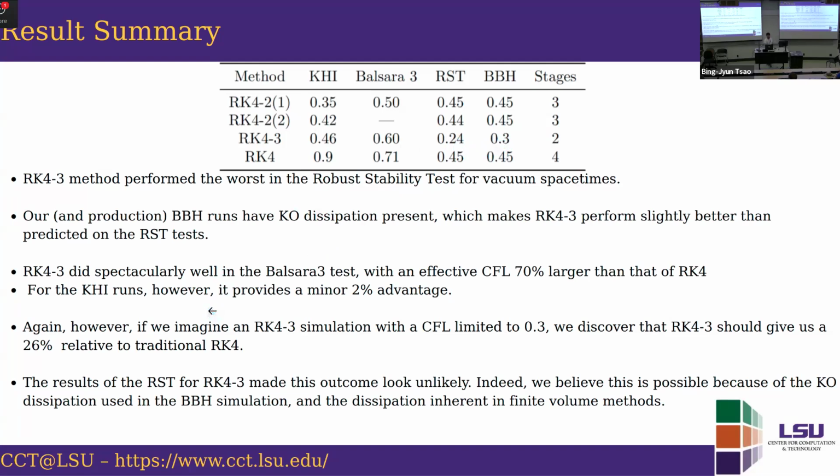It did very well in the Balsara-3 test, in fact, and has an effective CFL that's 70% larger than that of RK4, right, which was kind of surprising to us. But in the KHI run, the Kelvin-Helmholtz instability run, we just got a 2% advantage. But again, if we imagine an RK43 simulation with limited CFL, it should give us a 26% speed up relative to standard RK4, right? And like I said, these results were unlikely for us at first because this method didn't do as well as the others in the robust stability test and binary black hole runs.